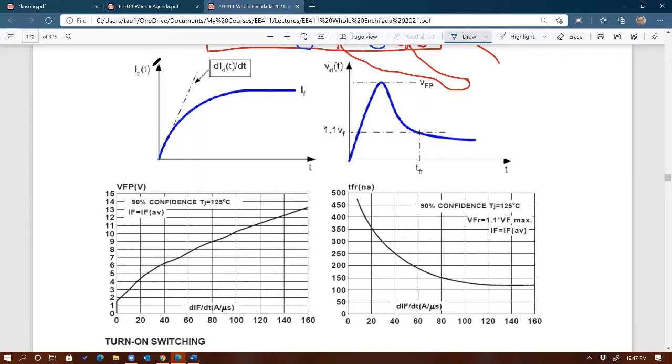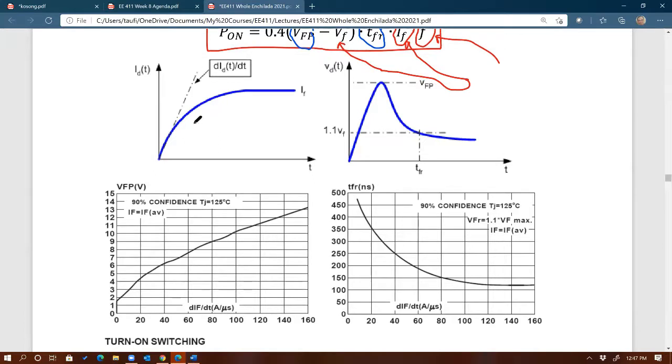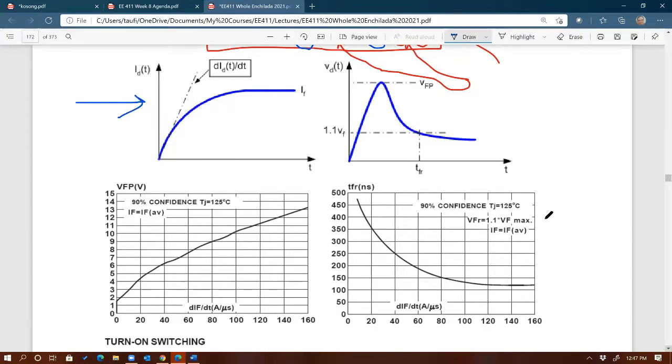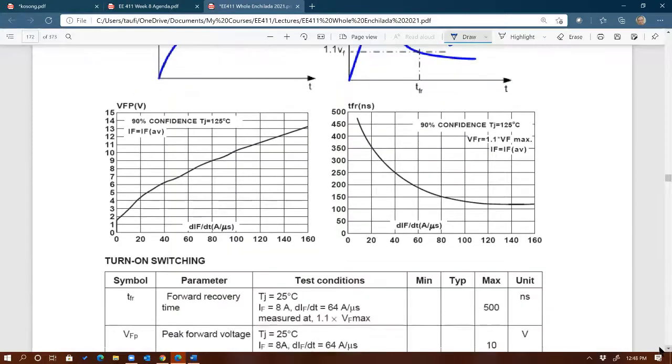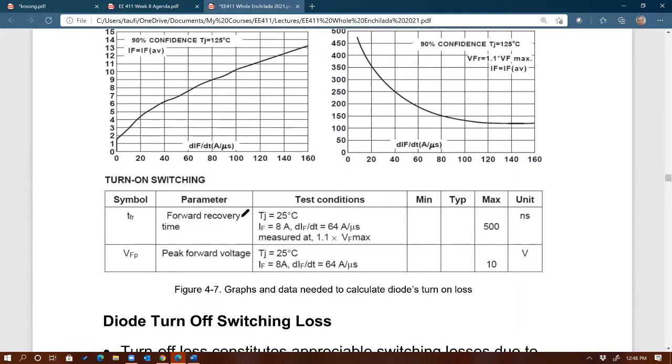So yeah, unfortunately, you have to look. If you want to be more accurate, you use the scope to actually capture the current through the diode waveform, such as this one right here. Same thing with the voltage across the diode. You capture it through a scope. Or if you want to estimate, you can just use the value that is given by the datasheet.